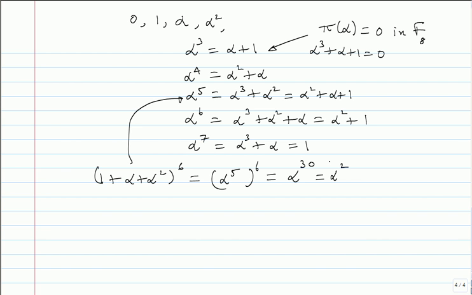So this table is very, very useful. This table to convert elements of F8 into powers of alpha, or the log table if you want to call it base alpha, is very, very useful in multiplication. I've demonstrated that. So let me write down that table formally.